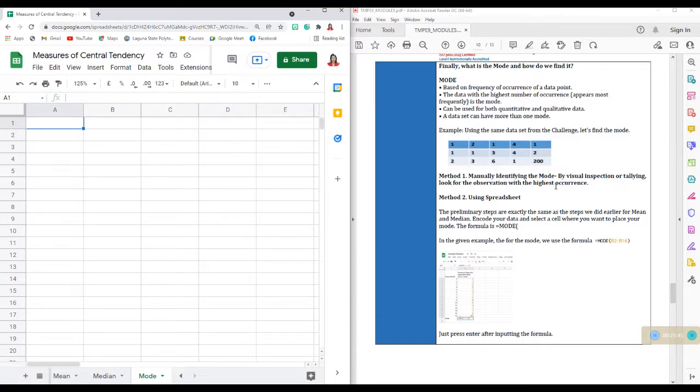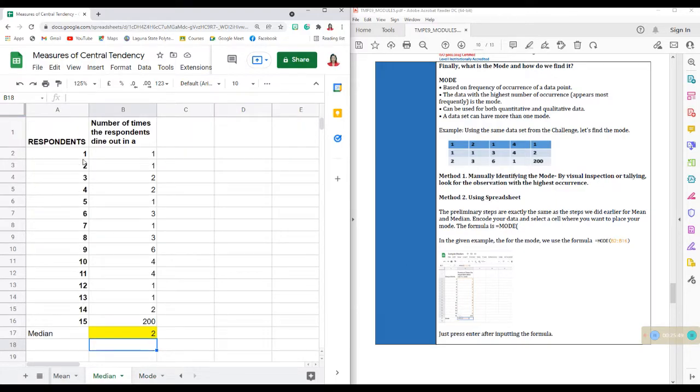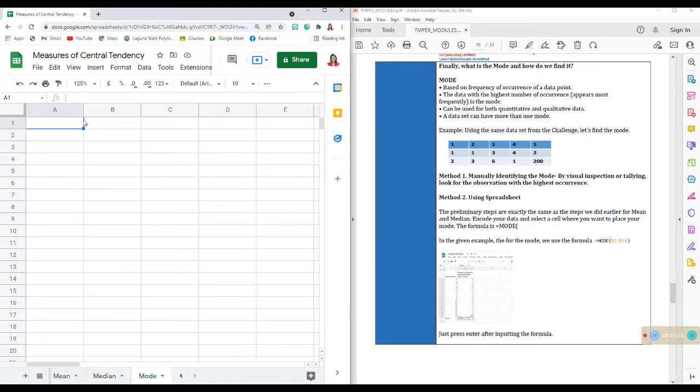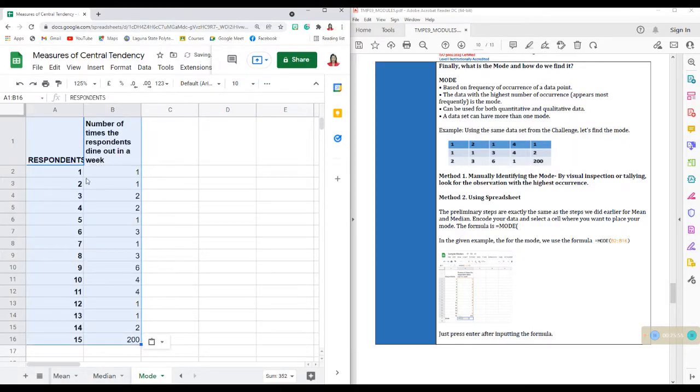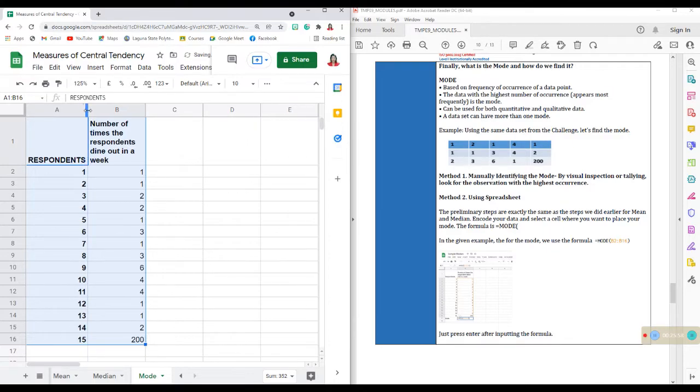Pero kung gusto mo mag-spreadsheet, okay. So, gamitin natin itong data natin for median. Copy ko na lang siya dito. Kung ano yung data natin for median, yun din ang hahanapan natin ng mode. Lagay natin dito sa A17 yung marker natin na mode.